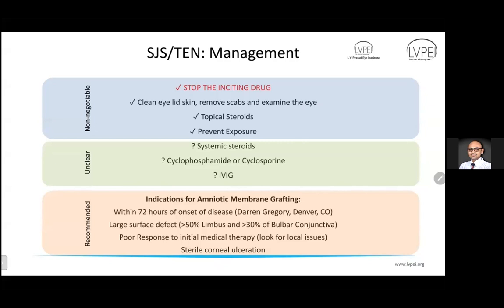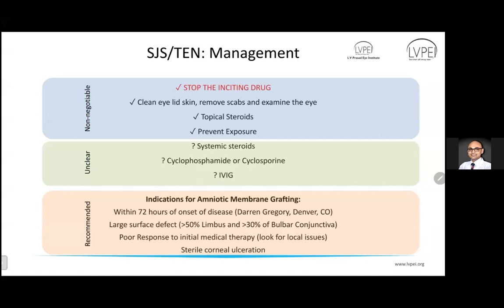One of the big problems of SJS patients, because they are often unconscious or semi-conscious in the ICU, is that the eyes remain open. So you have to make sure you tell the nurse or the attendant that they should always put some lubricant or some ointment, if there is lagophthalmos, or you can even do just a bedside suture tarsorrhaphy to prevent that exposure.